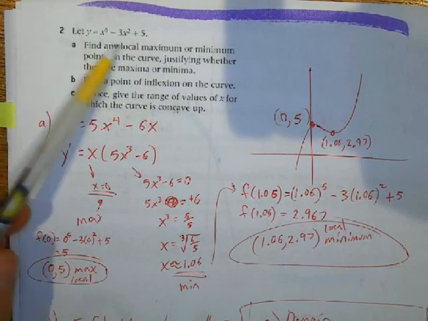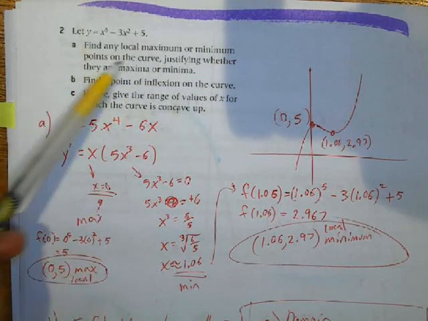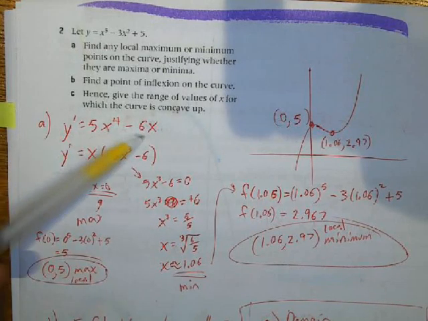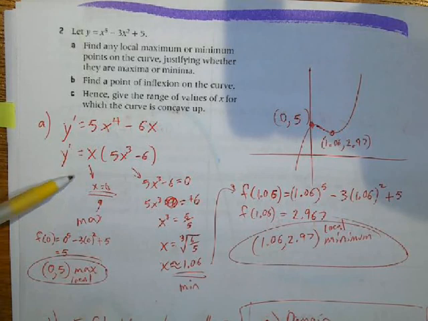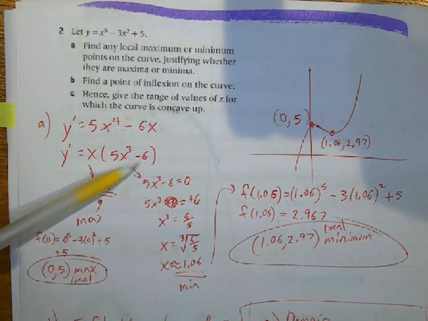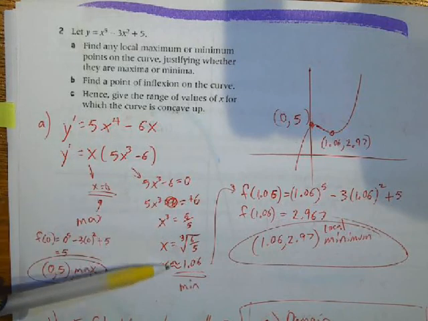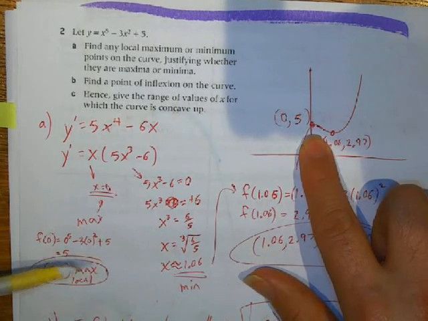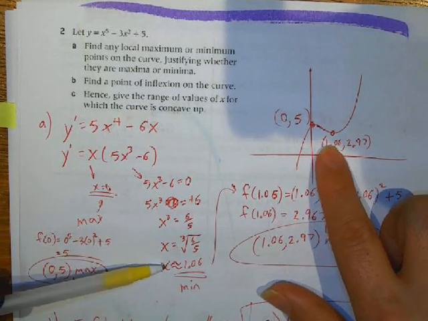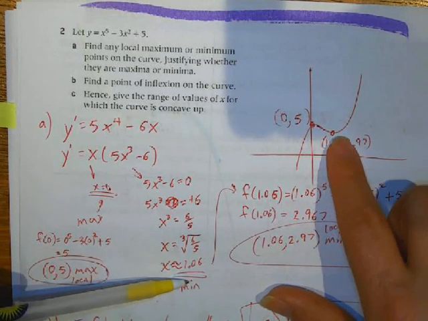Find the local maximums and minimums on the curve. So we just do this graph here. My first derivative gives me this. And so I know that the first derivative is 0 when x is 0. We also know that the first derivative is 0 at 1.06. You can tell from the graph here, when x is 0, we're going to have a local maximum. When x is at 1.06, we're going to have a local minimum.